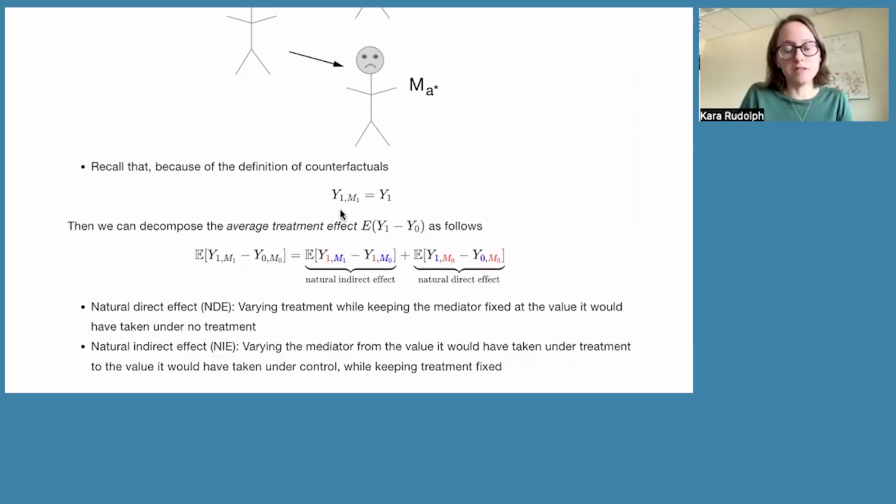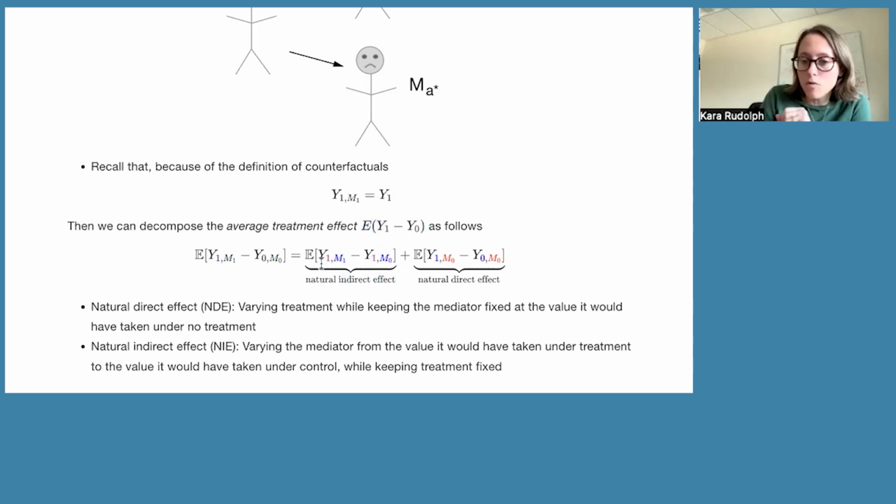We're also going to make use of the fact that, because of the definition of counterfactuals, this nested counterfactual Y sub a equals 1, M under a equals 1 is equal to Y sub a equals 1, or Y under a equals 1. That allows us to decompose the average treatment effect, or this total effect of A on Y, which we can write like this. So here we're just rewriting this average treatment effect, or ATE, making use of the above fact. And then we can show with some algebra that it equals the natural indirect effect, which is this component.